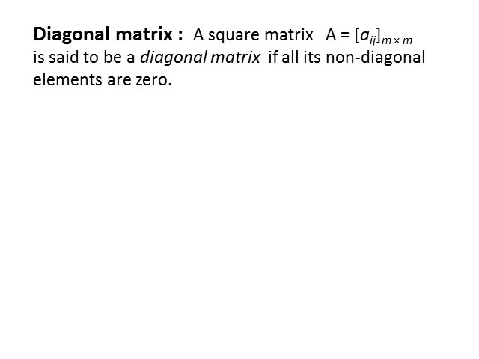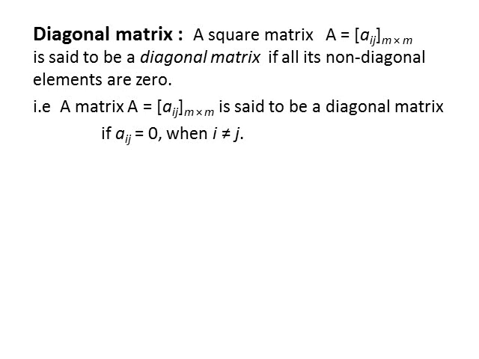Next is diagonal matrix. A square matrix A is said to be a diagonal matrix if all its non-diagonal elements are 0. In other words, a matrix A of order m by m with elements aij is said to be a diagonal matrix if aij equals 0 when i is not equal to j.